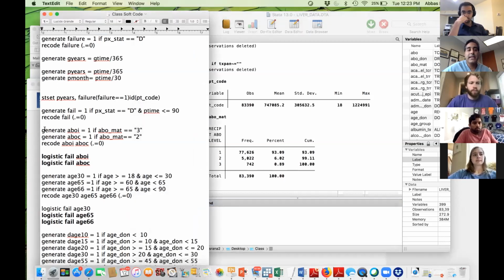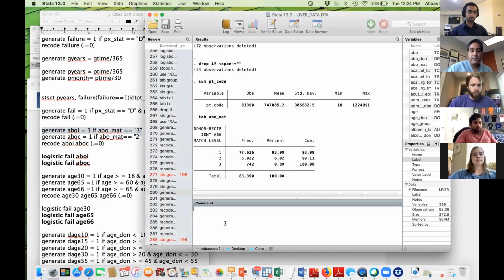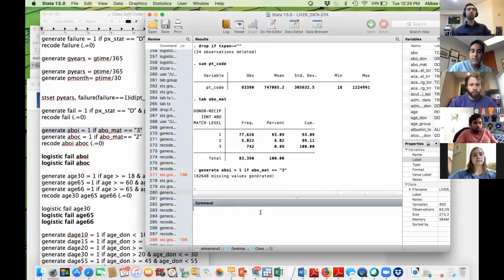So I basically create variables. I can name them any way I want. So the first line is what I'm doing. I'm saying generate ABOI is equal to 1 if ABO mat is equal to 3. There's double quotes here. Now this 3 is actually put in as a categorical, even though it could be put in as a continuous. But again, that's the idiosyncrasies of the database. It's baked into the code, but you have to explore to understand that. But this is categorical, so I have quotes around it.